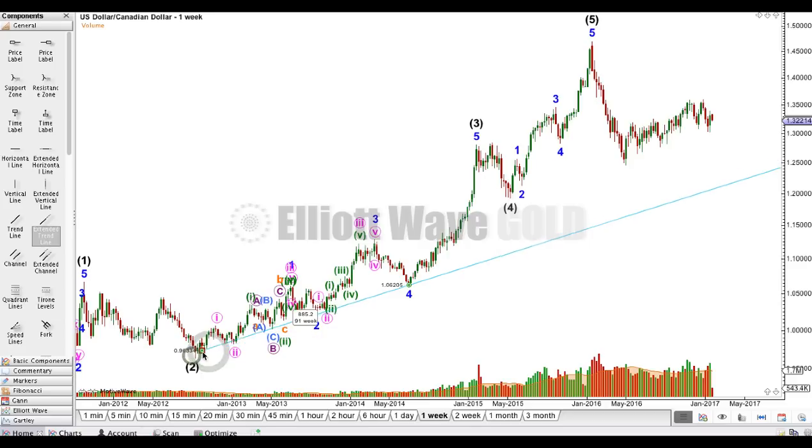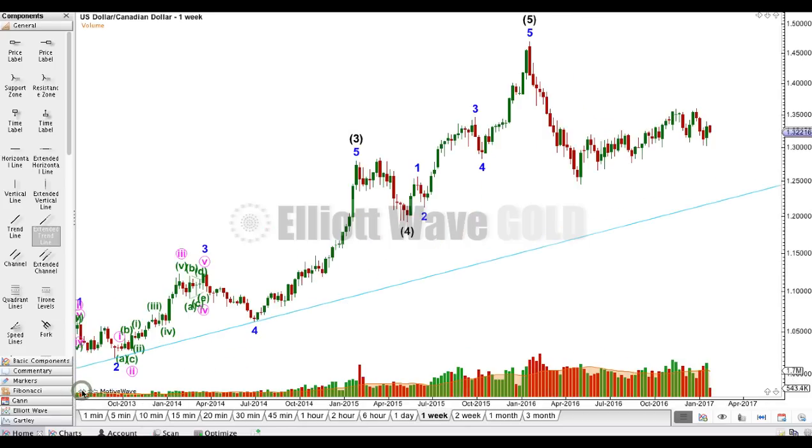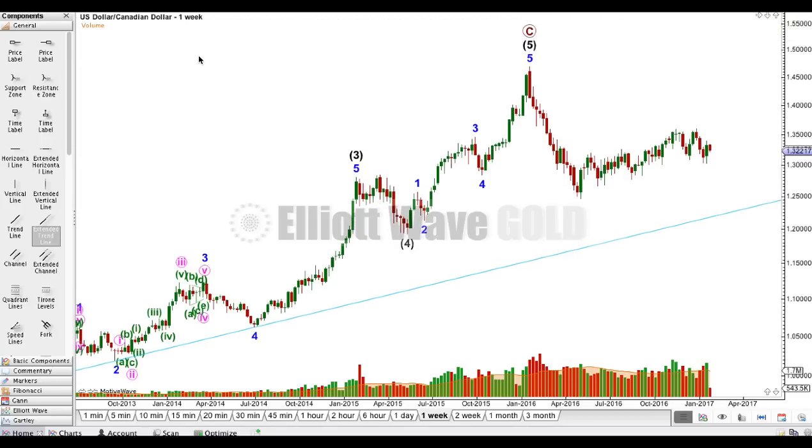Set these labels right there. That support line would have to be breached to have any real confidence that this pair has had a trend change. While it remains above that, the trend should be assumed to be intact. Let's have a look at some classic analysis.